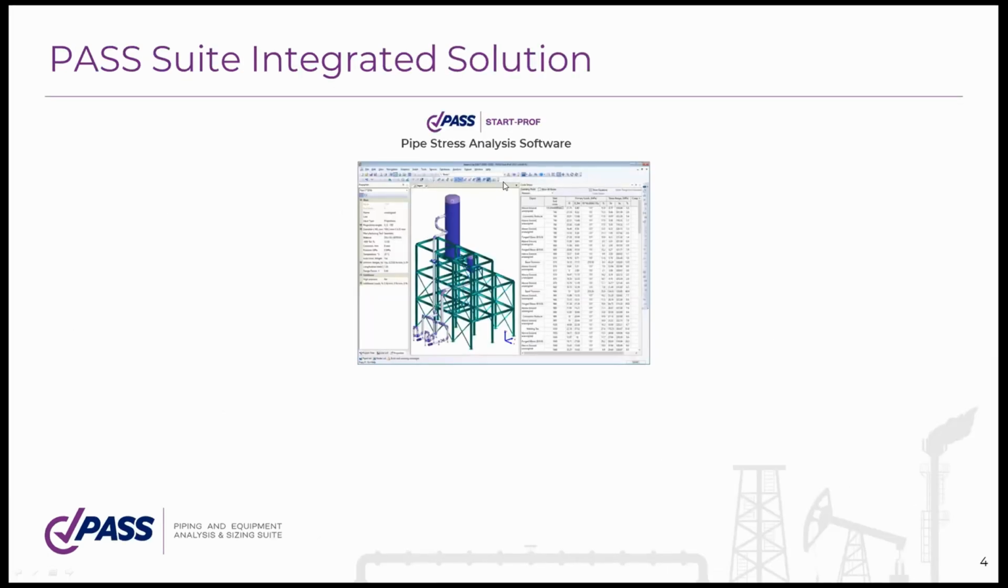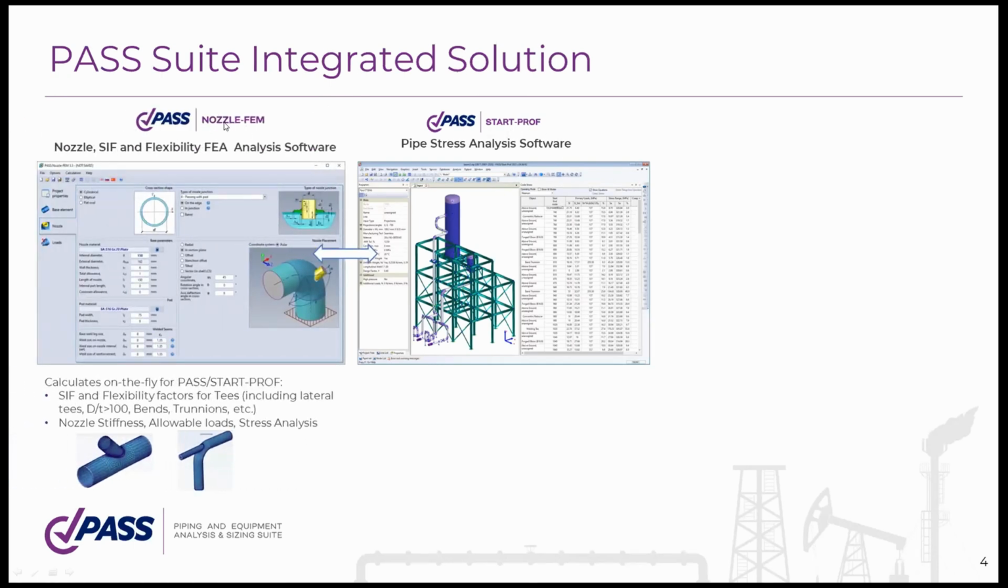So let me tell you about the pipe stress analysis software, START-PROF, and PAS Suite integrated solution. The first software is pipe stress analysis software, START-PROF. Next software is PAS Nozzle FEM software that allows you to calculate the nozzle flexibilities, nozzle loads, calculate stresses in nozzles, and also calculate non-standard piping components, stress intensification factors, flexibility, and so on, using finite element method with shell elements. It allows to calculate the stress intensification and flexibility factors for tees, including lateral tees, the piping components with D/T ratio greater than 100, bends, trunnions, and so on. And also it allows to calculate the nozzle stiffness, allowable loads, and stresses.